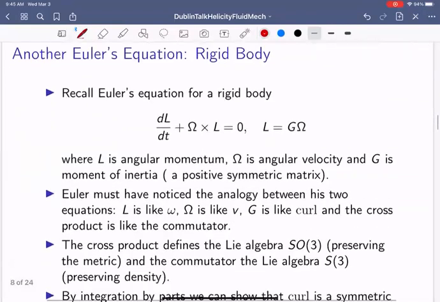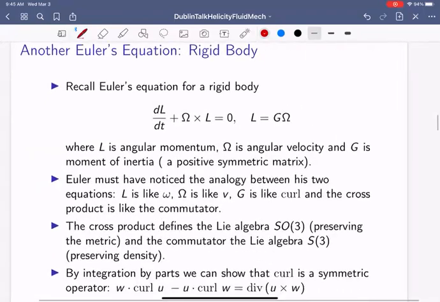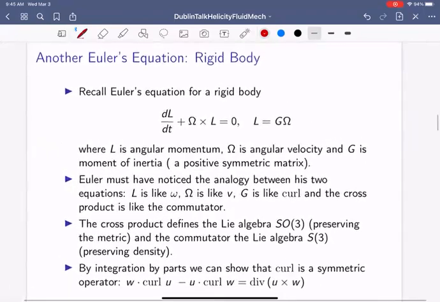So to understand this better, I want to talk about a more elementary system. It is also due to Euler. In fact, there are two famous Euler equations in physics. There is the Euler equation of fluids, and there's the Euler equation for a rigid body. And we will see that there is a very close analogy between the rigid body and the ideal fluid.